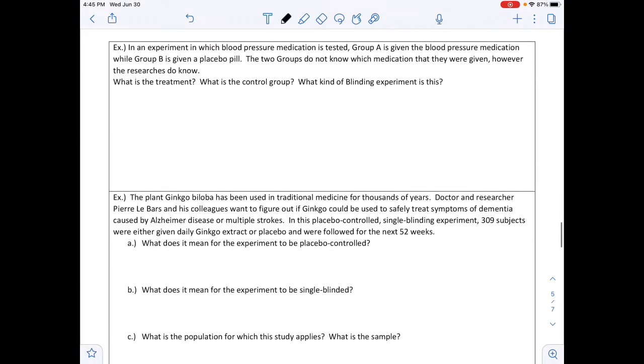Next page, we have another example. The example says, in an experiment in which blood pressure medication is tested, Group A is given blood pressure medication, while Group B is given a placebo pill. The two groups do not know which medication that they were given. However, the researchers do know. What is the treatment? What is the control group? And what kind of blinding experiment is this? So our first question is, what is the treatment?